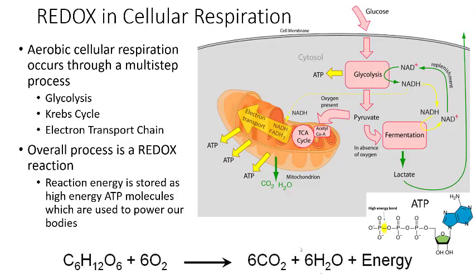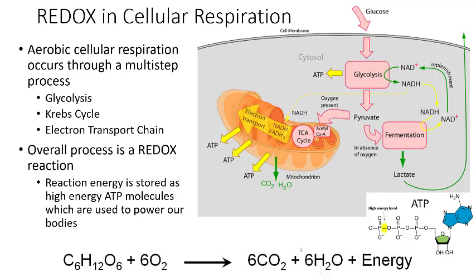So why do we care about this? Why are redox reactions important? The short answer is that these redox reactions show up all over the place within our daily life, and they are absolutely key for our existence as humans. One very fundamental example of how redox reactions take place in all living species is cellular respiration. Aerobic cellular respiration occurs through a multi-step process involving glycolysis, the Krebs cycle, and the electron transport chain.